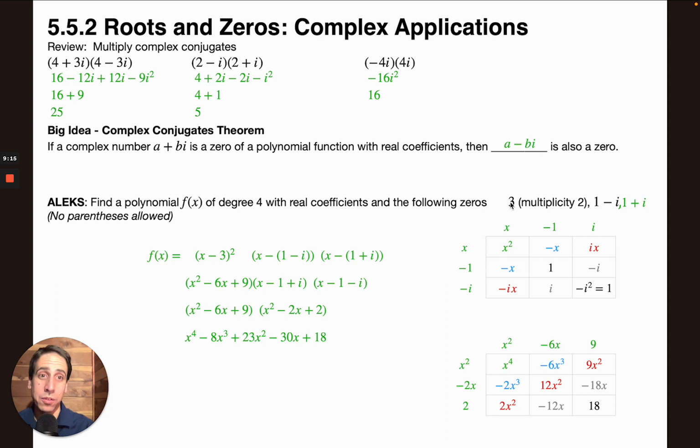So if you wanted to, you could put 3, for example, in here for x, and you should get 0 out. You could even put 1 minus i. You could even put 1 plus i here. And I'll bet you if you graph this, it'll indicate that when x equals 3, it not only will be an x-intercept because it's a 0, but it will bounce off the x-axis.